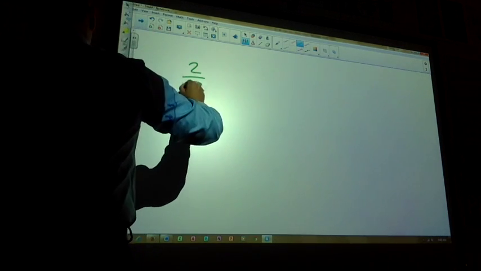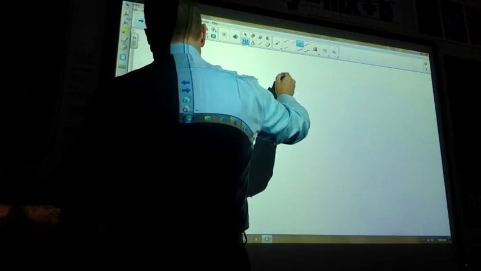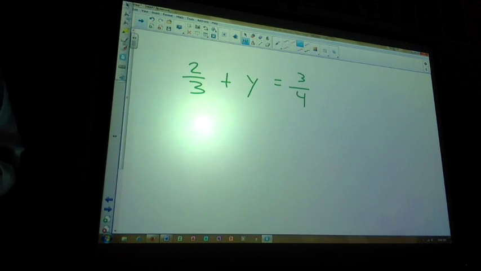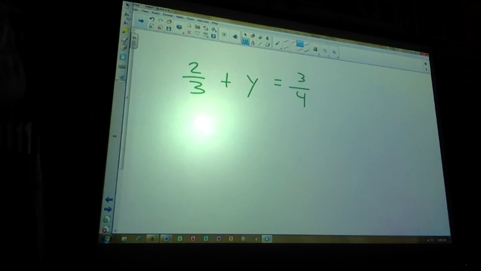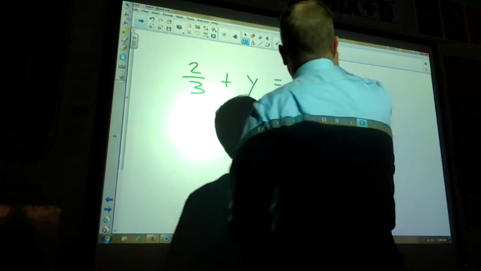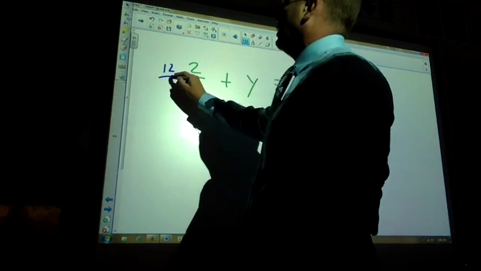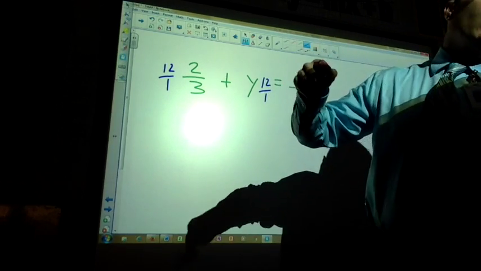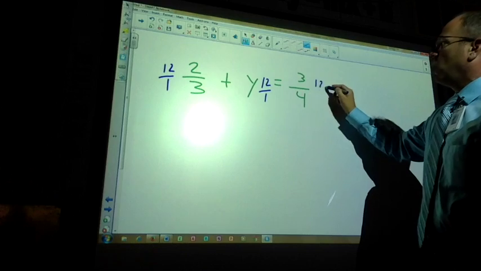2/3 plus y equals 3/4. All right. What are my denominators? 3, 4, and 1, because y could be over 1. What do you think I should multiply all 3 terms by? 12. The reason we're picking 12 is because the smallest number that 3 and 4 both go into is 12. So I'm going to multiply this by 12 over 1. Still with me? Yeah. And this by 12 over 1, which is the same thing as 12, correct? And this by 12 over 1.